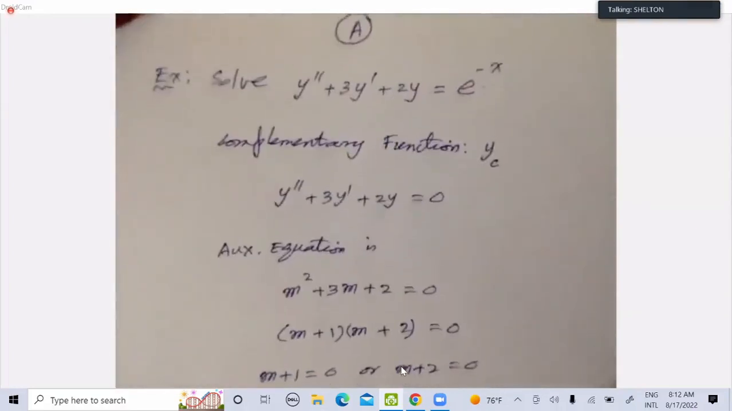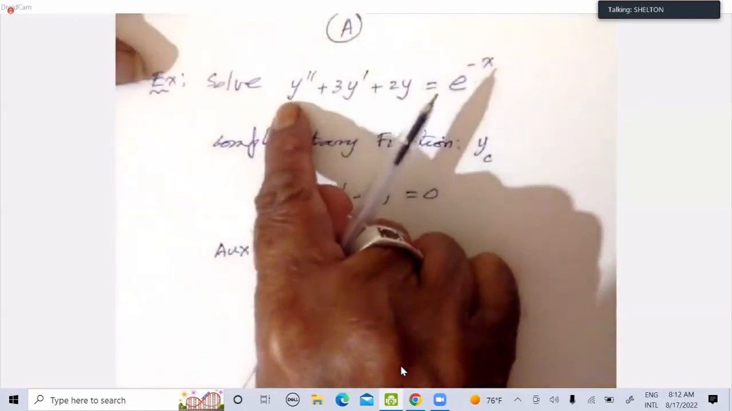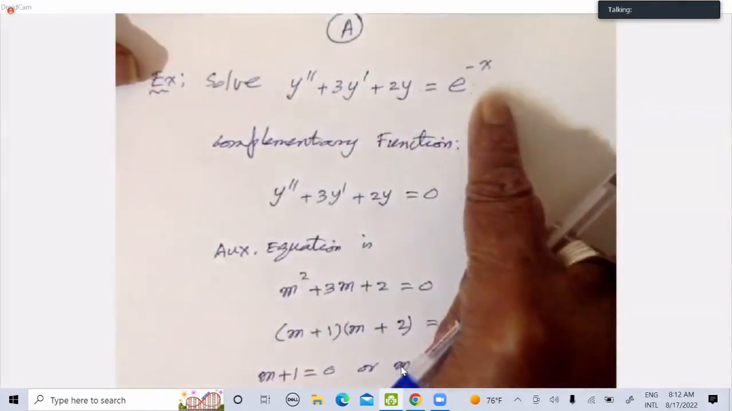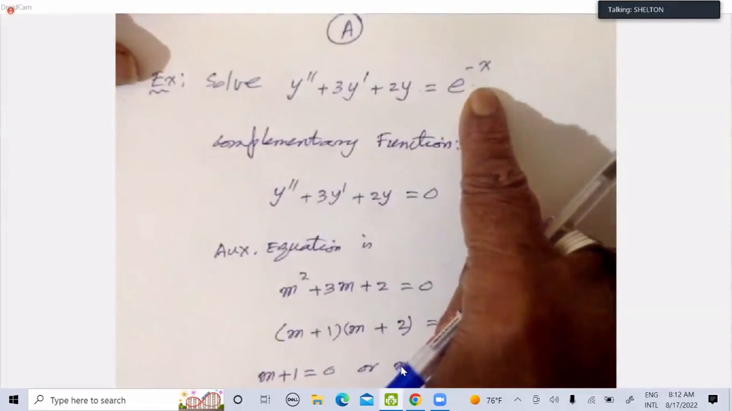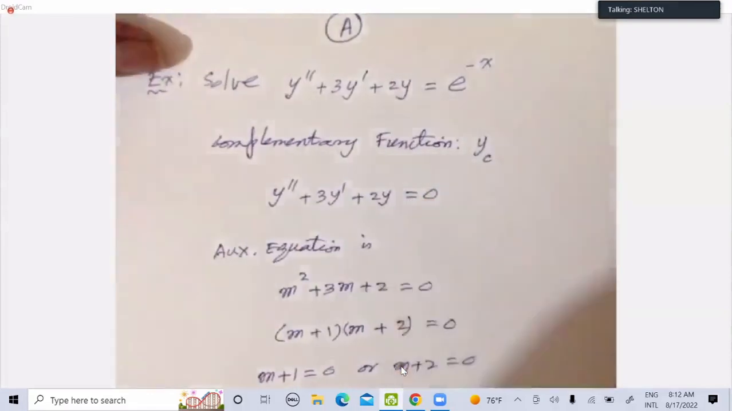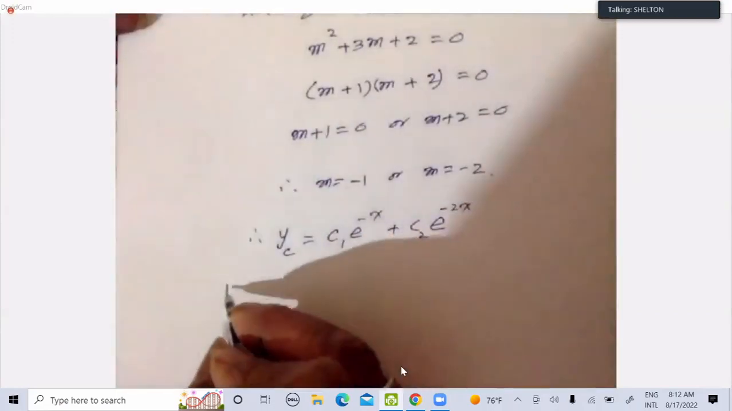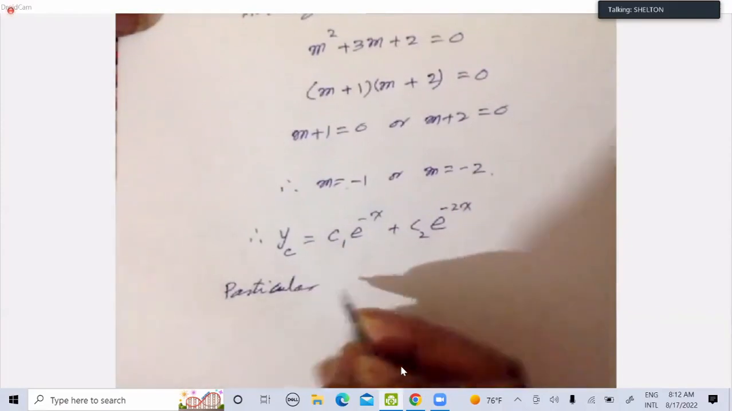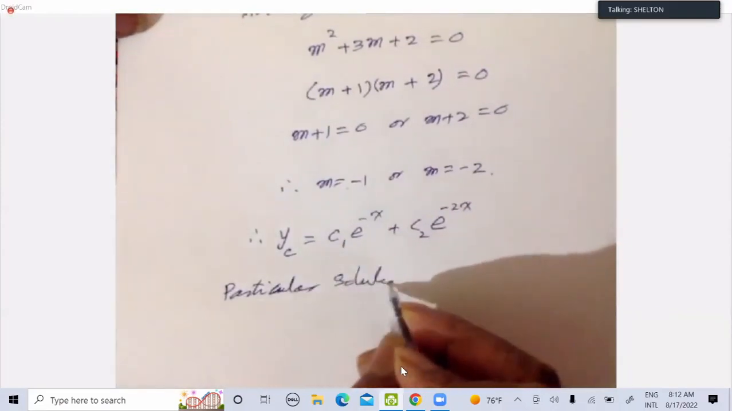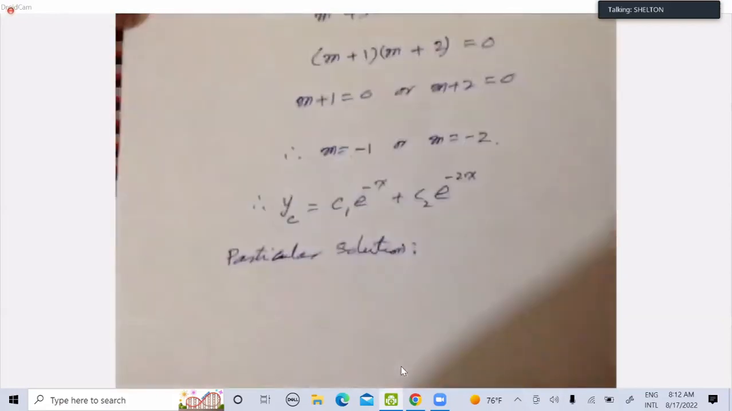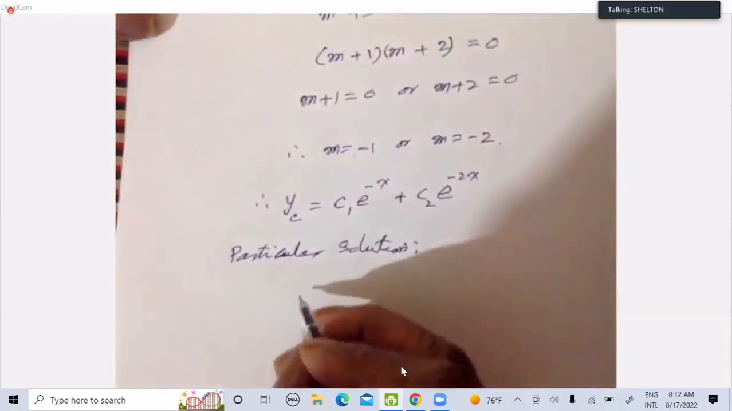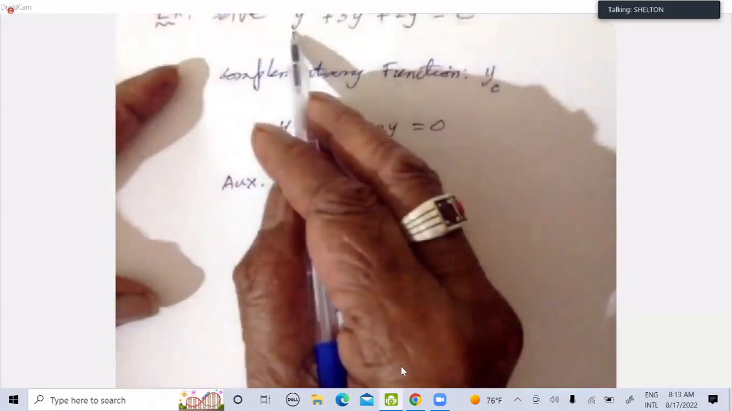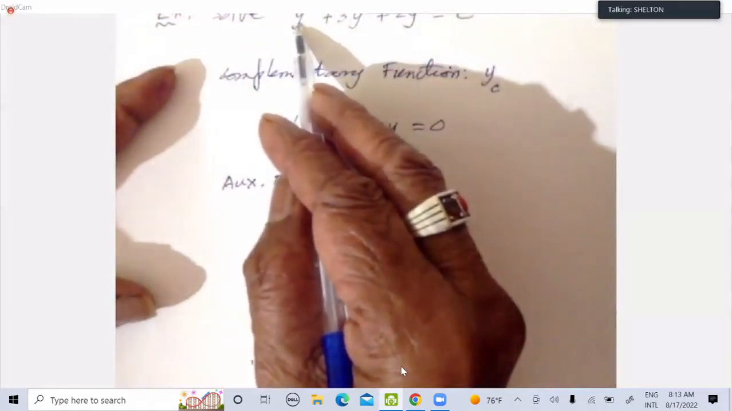After that, we need to find a particular solution. The complementary function is found. The particular solution is a solution of this equation, the non-homogeneous one. The solution of the homogeneous part is the complementary function. Now for yp, the particular solution. To find the particular solution, we have to write this equation in the form, let us write it using the capital D notation.